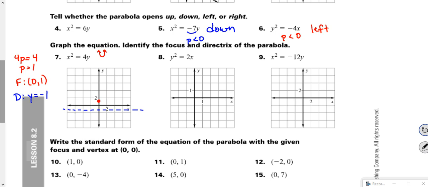Then you have to plot some points. If you make a little XY chart, obviously we have (0, 0), (2, 1), (4, 4). So you all can do that. This would be like y equals 1/4 x squared. And then this is what my parabola looks like. Hope that's helpful.